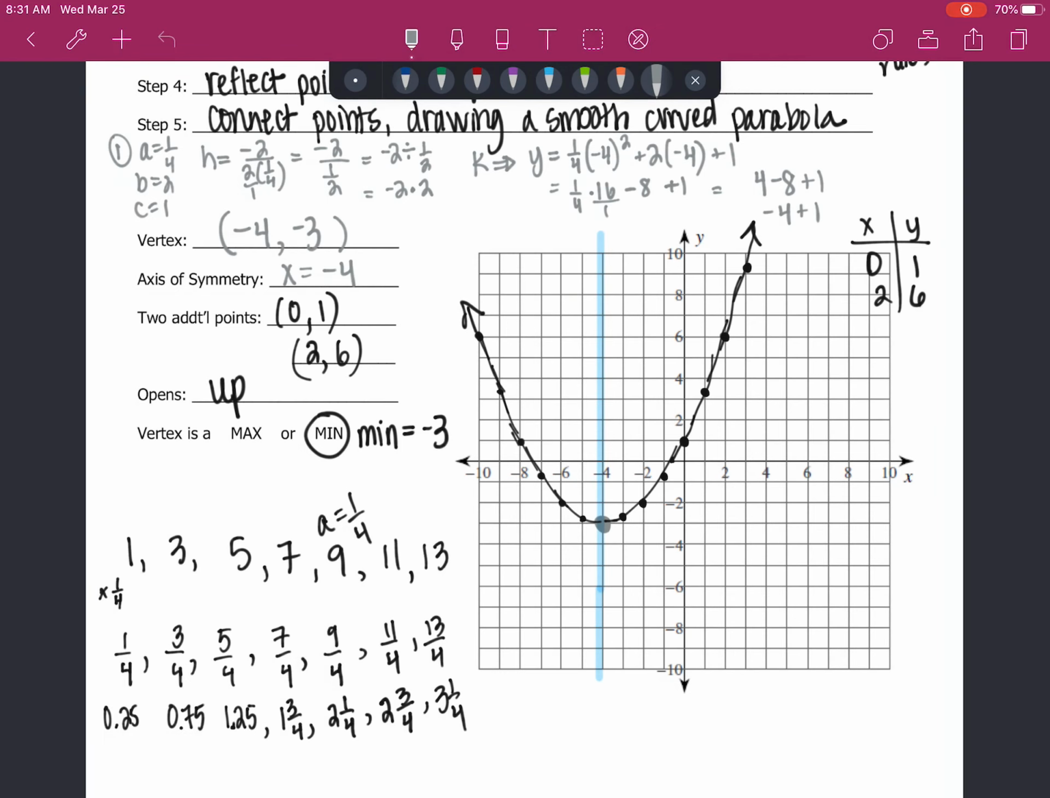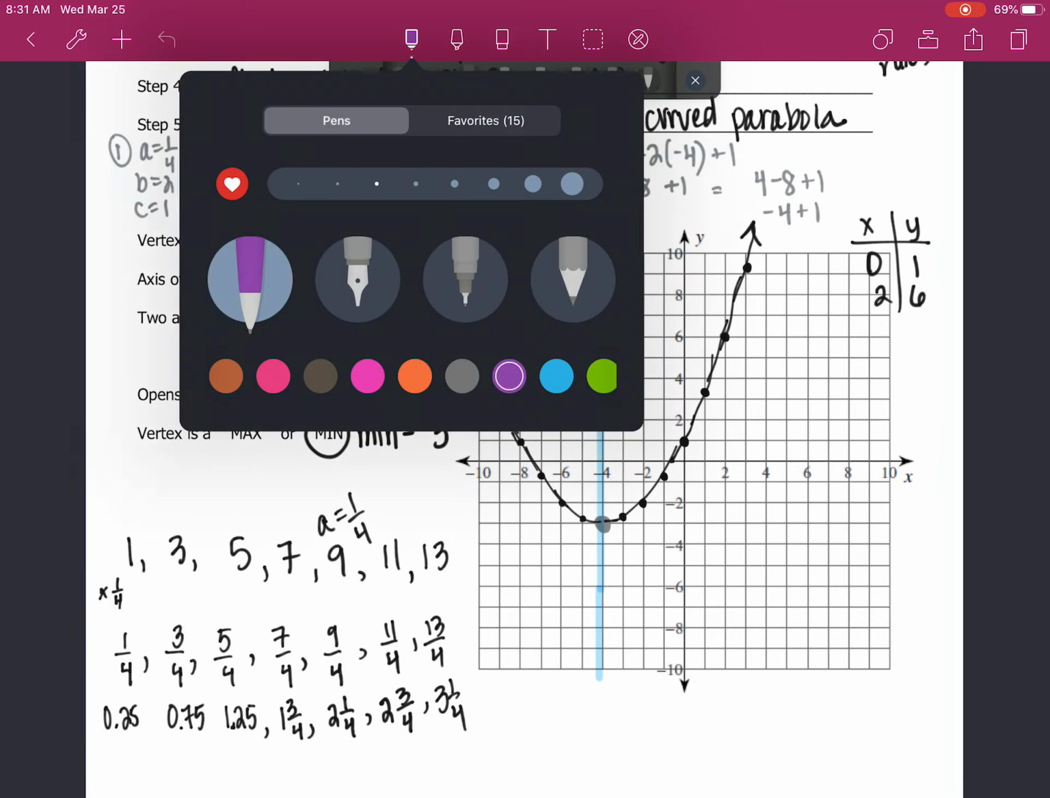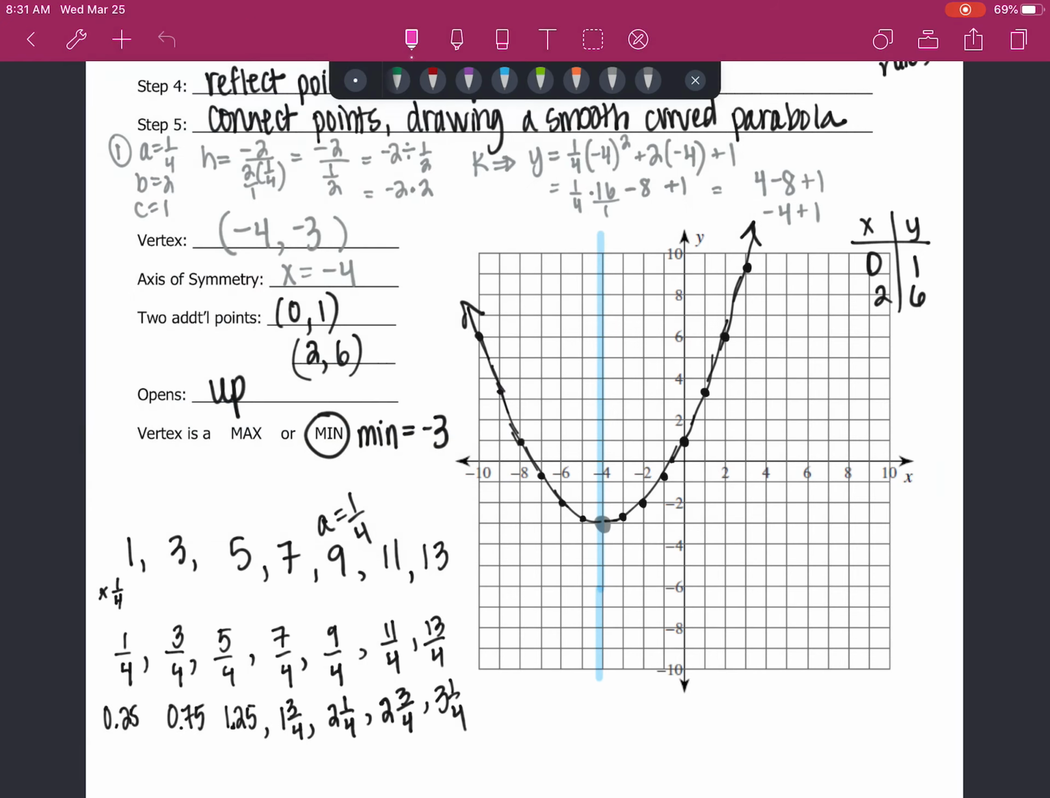So our domain and our range for each of these graphs, I'm going to pick a color that I haven't used, pink. I haven't used pink, so I'm going to use pink for all of these domains and ranges. Remember what we did previous to this lesson. We went and identified the domain and range.